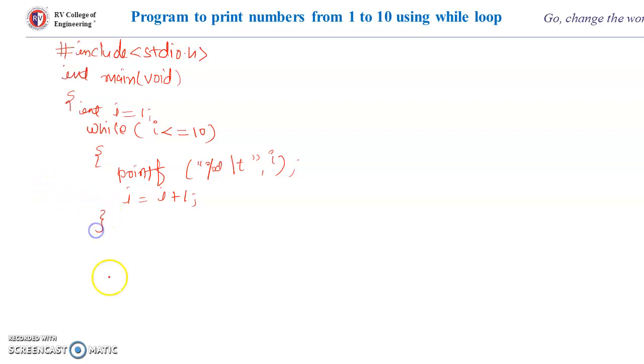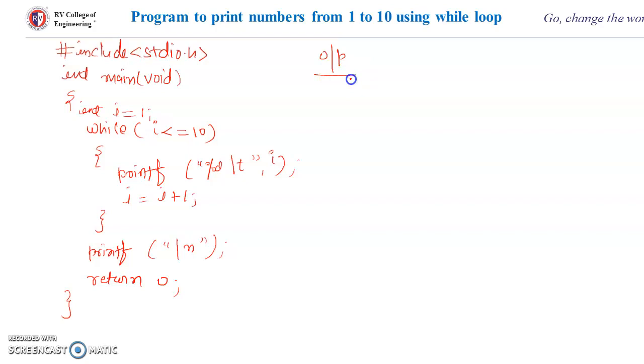Then I have to close it, and this printf statement is optional. This \n means new line, and then at the end we write return 0 and close the bracket. This indicates the start of the main function, and this bracket indicates the end of the main function. So here we will analyze the output.